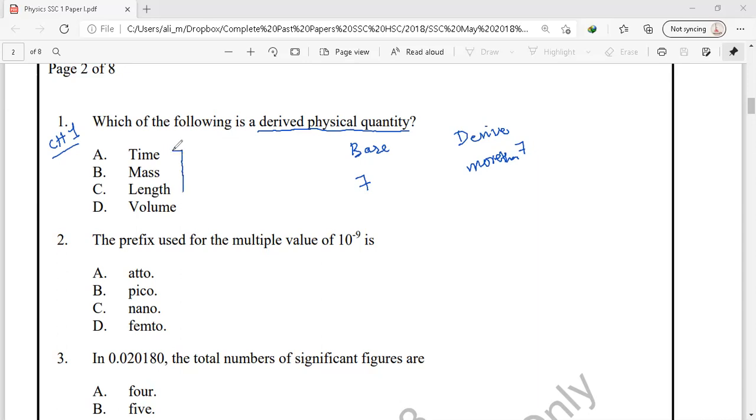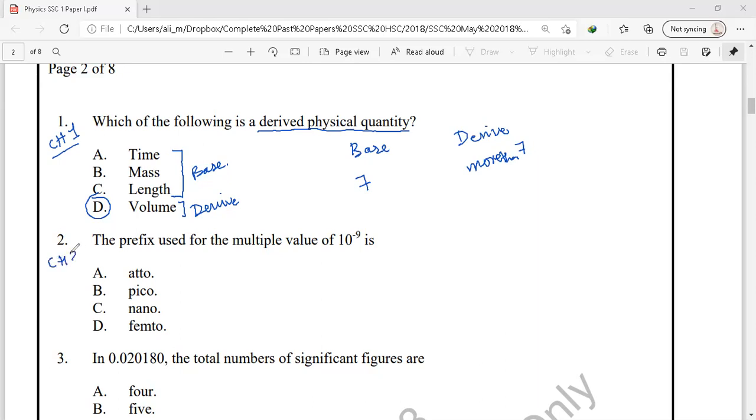Among those seven quantities, the three base quantities given are length, mass, and time. These all are the base quantities, while this volume is our derived quantity. So we have to identify the derived quantity in this question. So the correct option for this question is option D, that is volume. Let's come to question number 2.